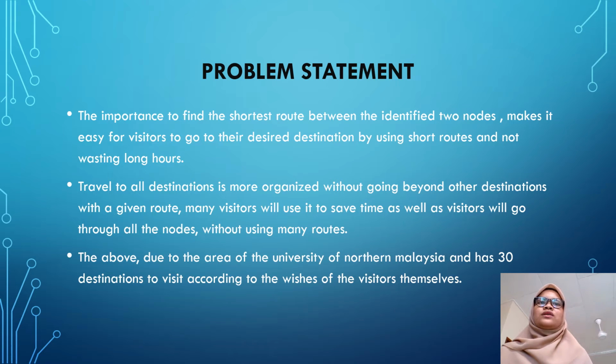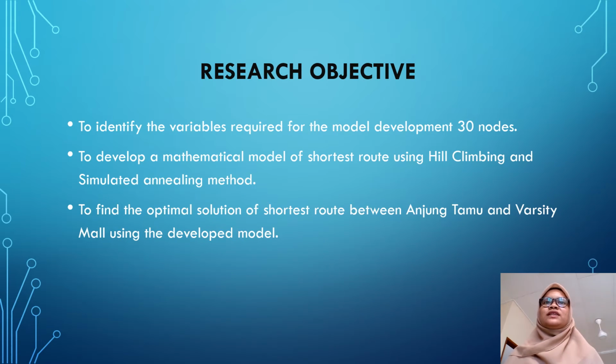The area of Universiti Utara Malaysia has 30 destinations to visit according to the wish of the visitors themselves. The research objectives are, first, to identify the variables required for the model development of 30 nodes; second, to develop a mathematical model of the shorter route using the hill climbing and simulated annealing method; and third, to find the optimal solution of the shorter route between Anjung Tamu and Varsity Mall using the developed model.